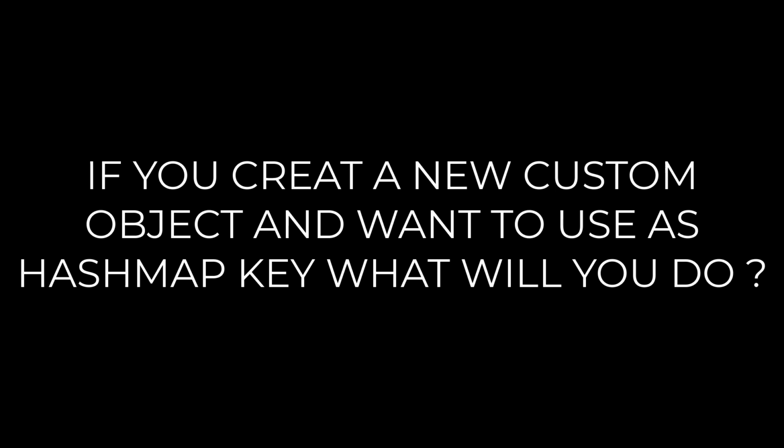If you want to create a new custom object and you want that to be used as a key in a hash map, then what are the two methods you have to override? Basically there are two methods. If you want a perfect key in the hash map, then it has to implement equals and hashCode. So these are the two methods that we have to implement.